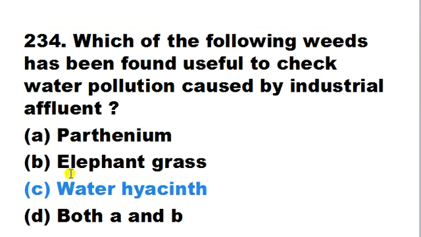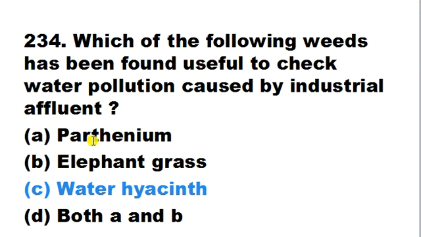Water hyacinth is found in water, and it's a weed that is useful to check the water pollution caused by industrial effluent, because it has the property of absorbing nutrients as well as many pollutants present in water. So it's basically a water pollution indicator. It is useful to check water pollution by absorbing different types of pollutants, and it is basically used for water purification. So here the correct answer is water hyacinth.